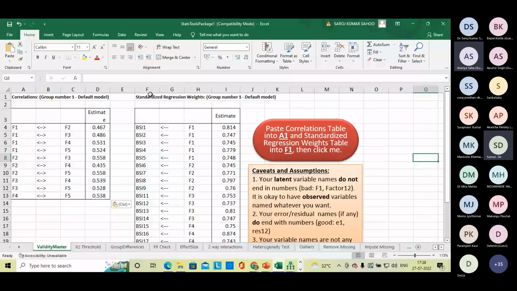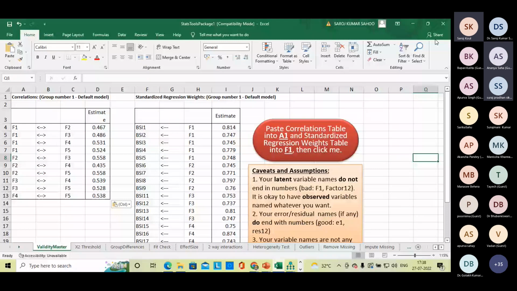F1 means F1 column. Yeah, it is written there. Paste correlation table, first in A1, paste on the same sheet. Yes, A1 it is written there. Oh, but I have got A2 only. What is happening?